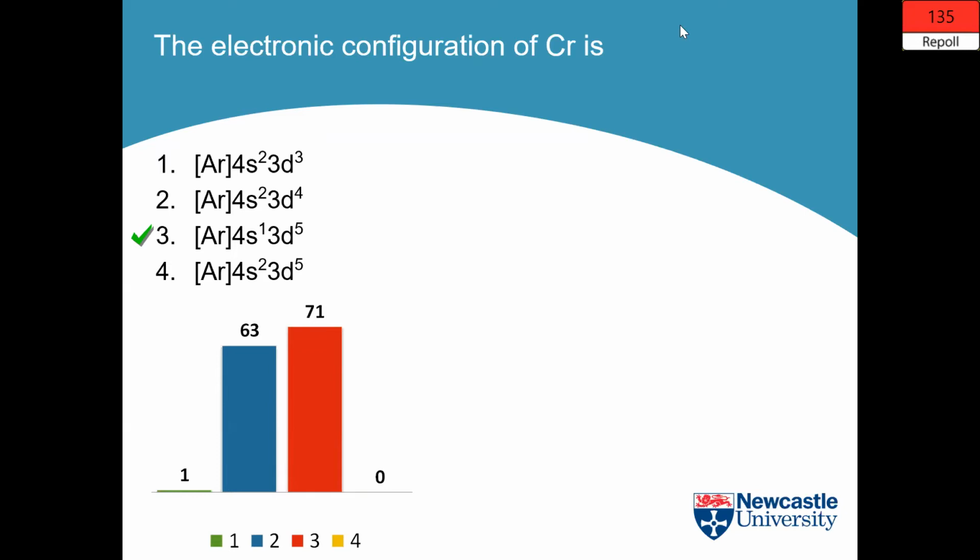There's something particularly stable about d10. So if they can shift one electron to become d5 rather than d4, or for d9 to be d10, that is a more stable configuration. You don't need to know why. I've long forgotten why, to be honest. I must have learnt it as an undergrad, but there we go. So chromium is one of the exceptions. It's 4s1 3d5. It's not 4s2 3d4.